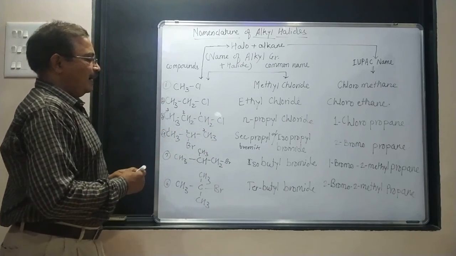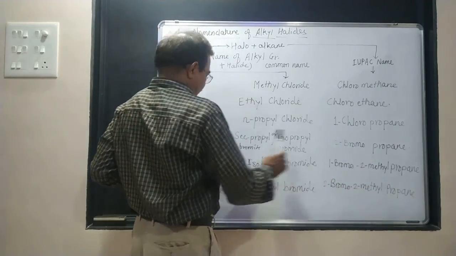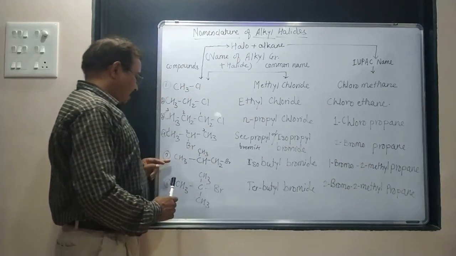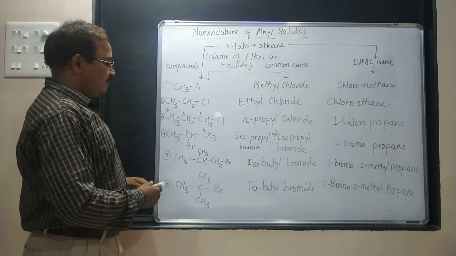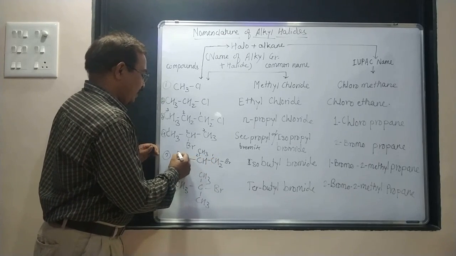Now, fourth compound, the halogen is attached to the second carbon atom. So the IUPAC name is 2-bromopropane.